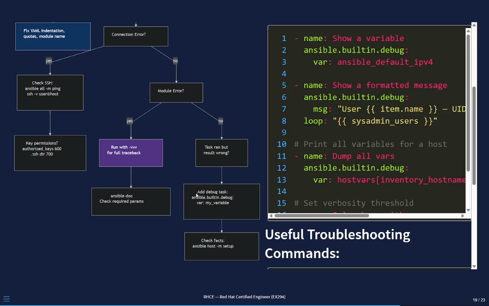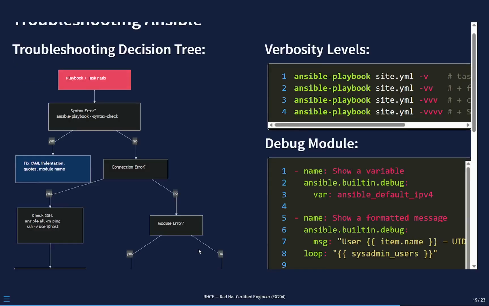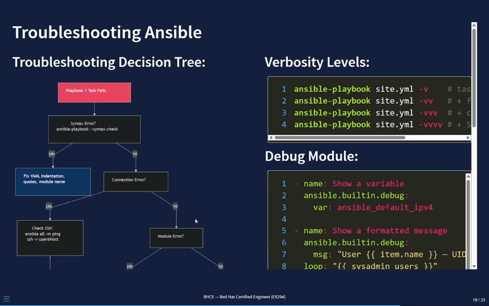Logic errors. When the task runs, but the result isn't what you expected, the debug module is your tool. debug: var=my_variable dumps the current value of a variable. debug: var=hostvars[inventory_hostname] dumps everything Ansible knows about the current host. All facts, all group vars, all host vars, all registered variables.